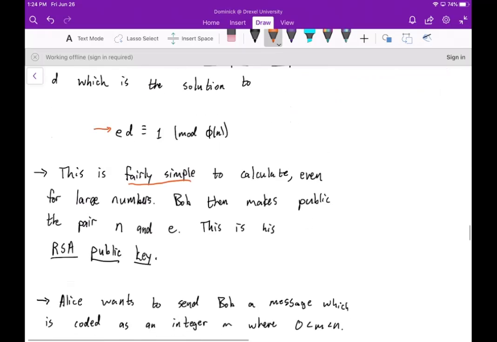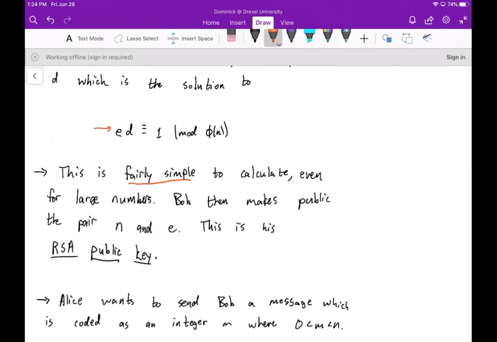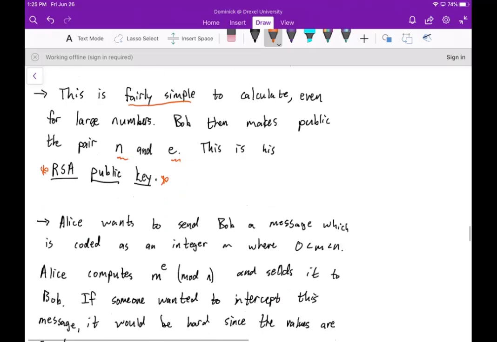We could do it, even for large numbers, because of this modular thing. Now, Bob makes public the numbers n and e, and this is what we refer to as the RSA public key, right? So anybody could view this information if they want.